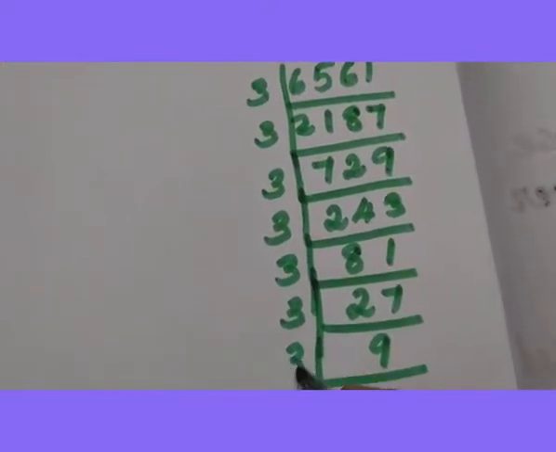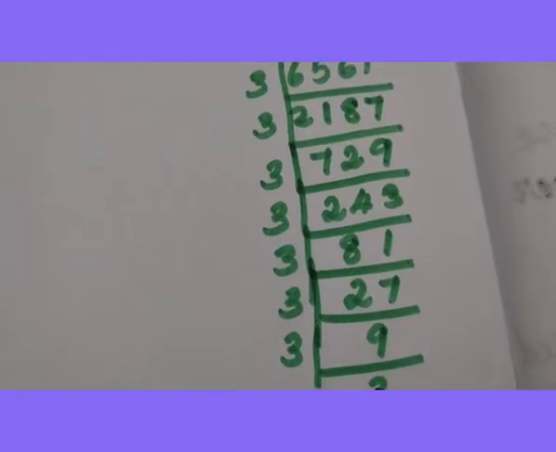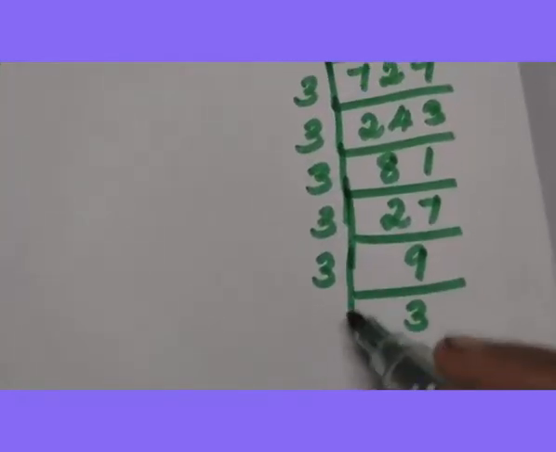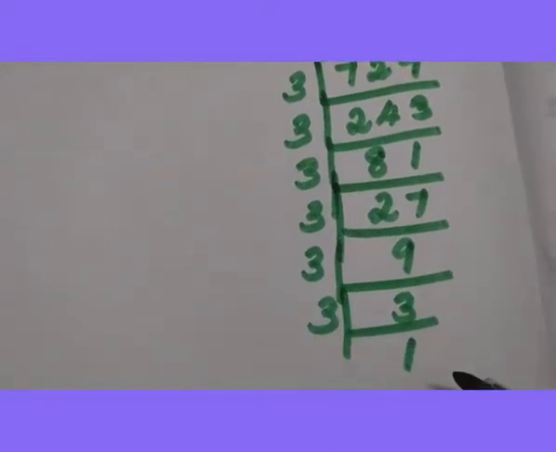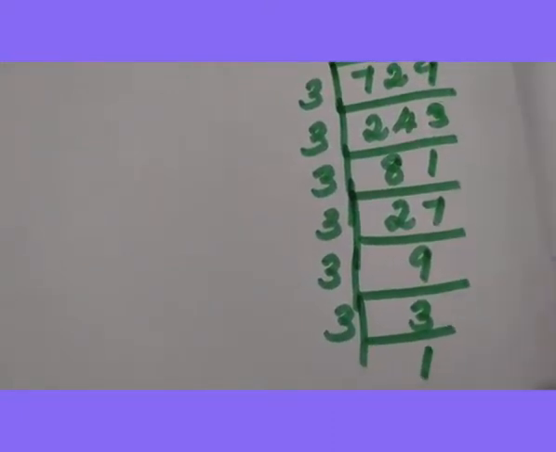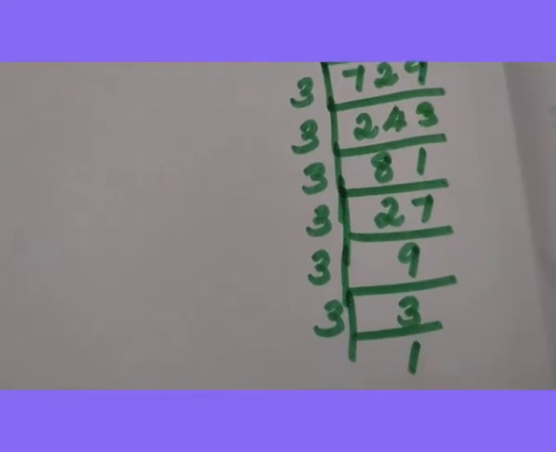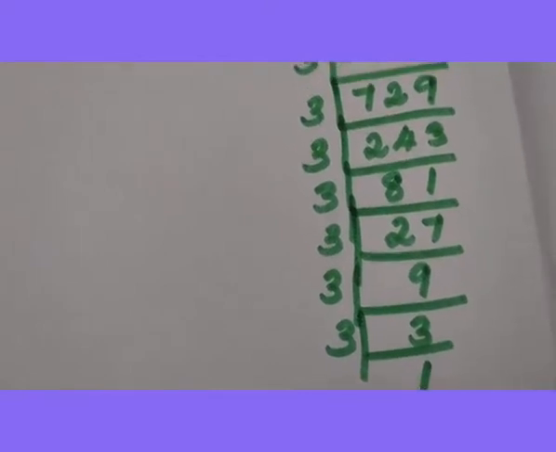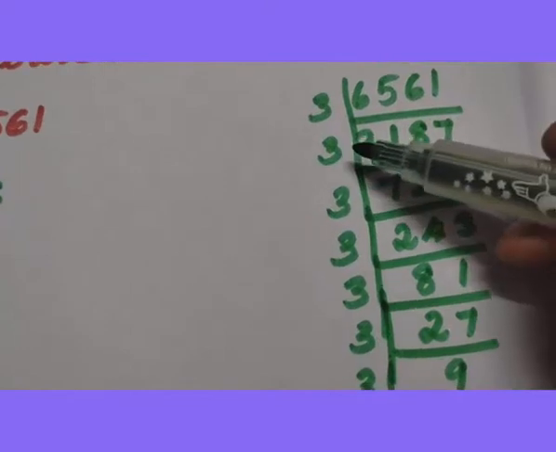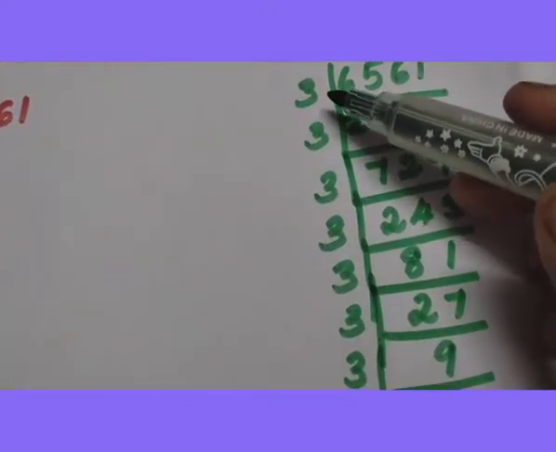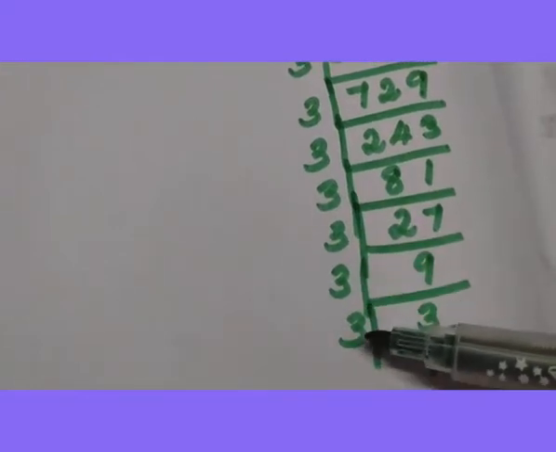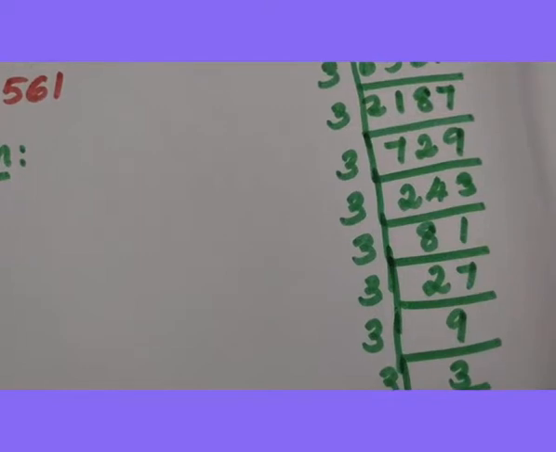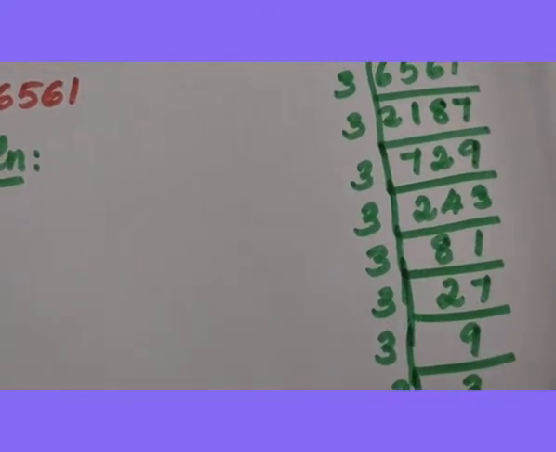Again we can divide. Okay. 3 3s are 9. Again we can divide by 3. 1 3 is 3. We have to continue this process till we get the quotient as 1. Okay. So what are our prime factors? 3 into 3 into 3 into 3 into 3 into 3 into 3 into 3. Okay, find the product of these factors, that's the exponential form.